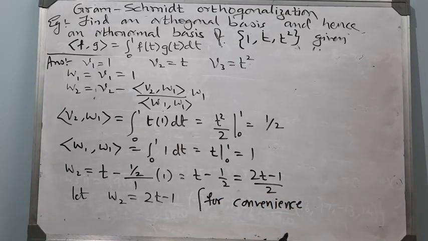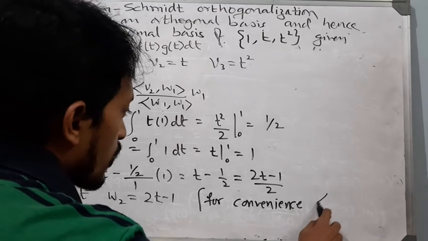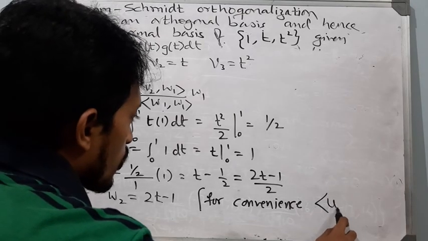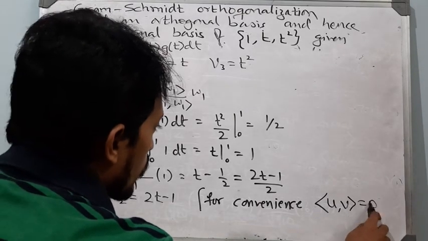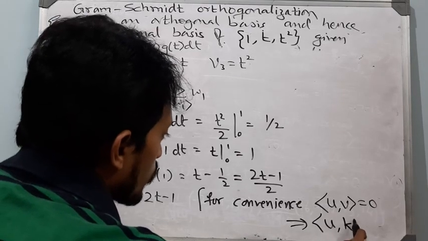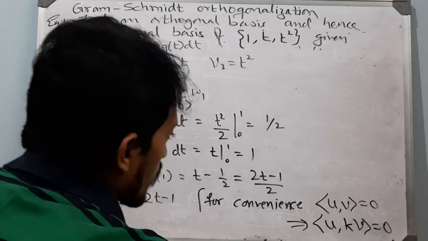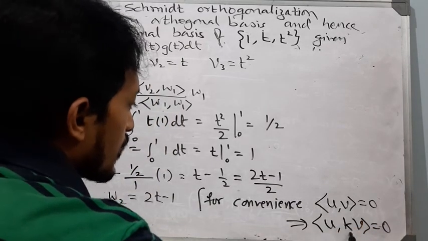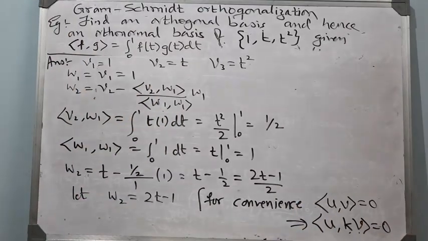The convenience is a result of inner product of u, v equal to 0 implies inner product of u with k times v is also 0. So whether we consider v or kv as the orthogonal vector, it is not going to make a difference. That's why we always multiply by the LCM and consider the vector such that we can avoid fraction in the next step.